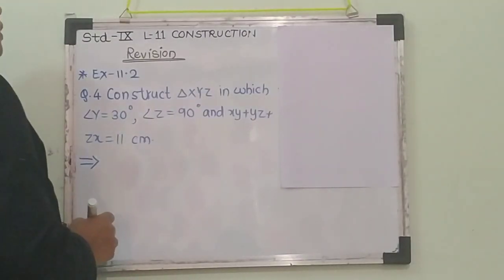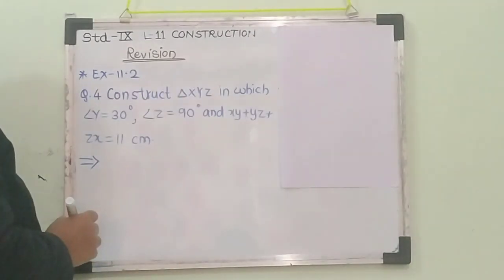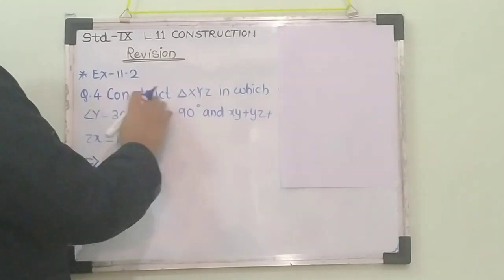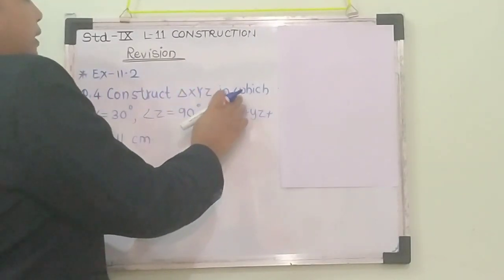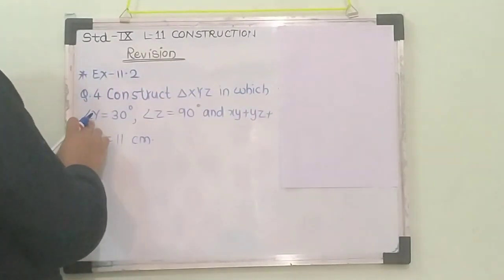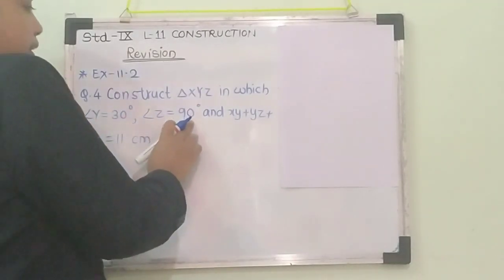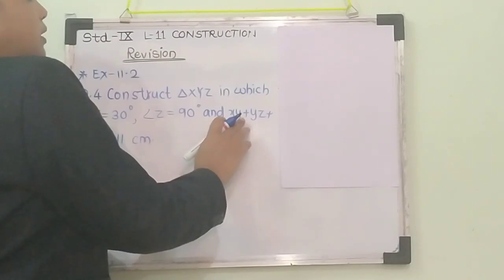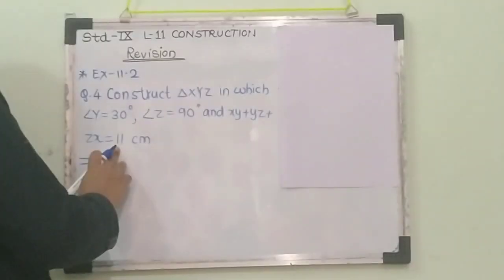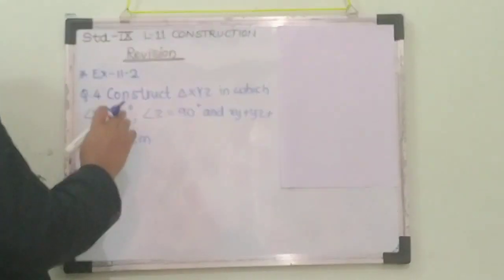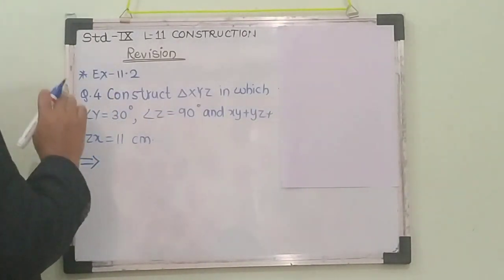Here now one more construction we can see here from exercise 11.2. Construct triangle XYZ in which angle Y equals 30 degrees and angle Z equals 90 degrees, and we have given the perimeter, that is 11 centimeters, that is the sum of three sides XY, YZ and ZX equals 11 centimeters.